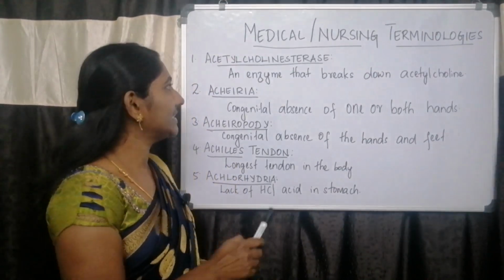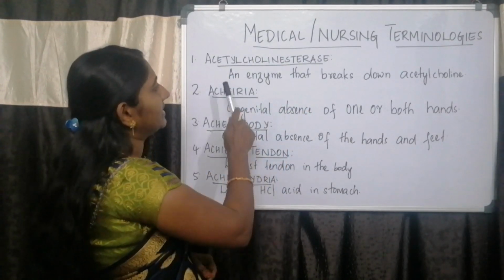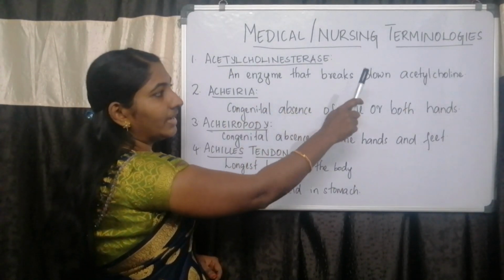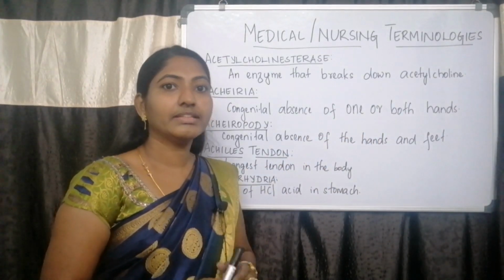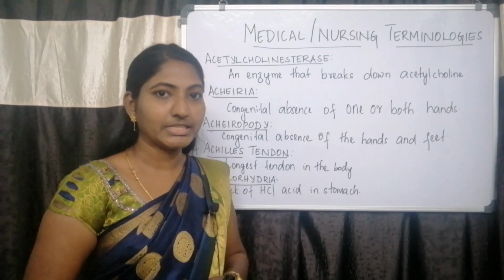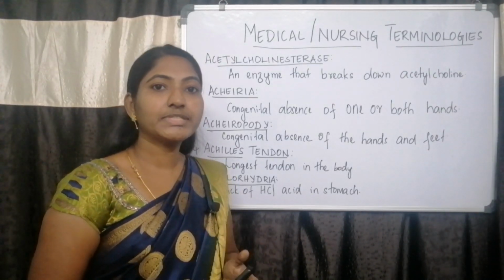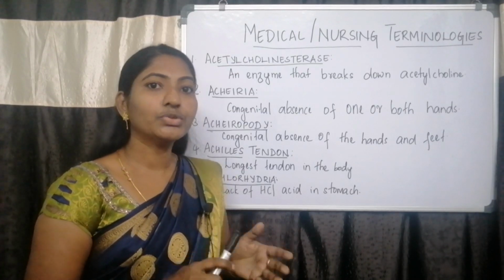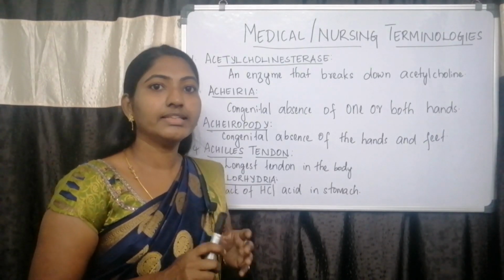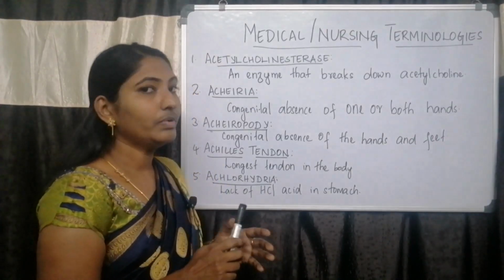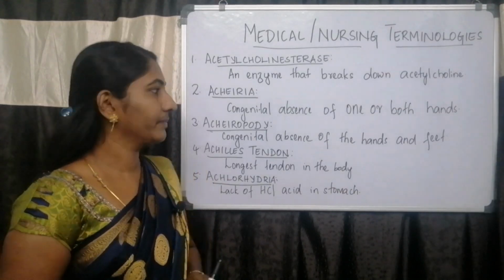The first terminology is acetylcholinesterase. Acetylcholinesterase is an enzyme that breaks down the neurotransmitter acetylcholine at the synaptic cleft. The synaptic cleft is the space between two nerve cells. When acetylcholine is broken down at the synaptic cleft, new nerve impulses can be transmitted across the synaptic gap.